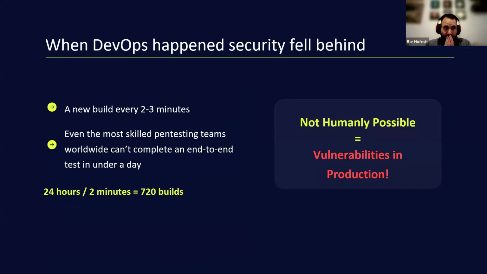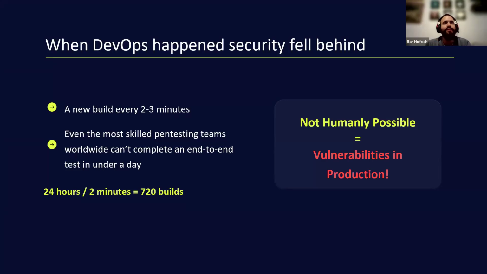If before DevOps we looked at something between 8 to 12 months between each release, now we're talking about each release or each build every 2 or 3 minutes. Some companies go quicker, some companies go slower, but usually we're talking at least a few builds a day. And when that happens, even the best penetration testing team out there can't follow up on that. Think about doing a full penetration flow. That's usually something like 2 weeks of work.